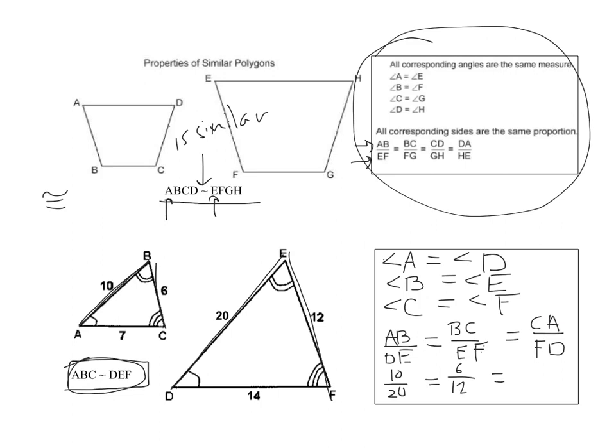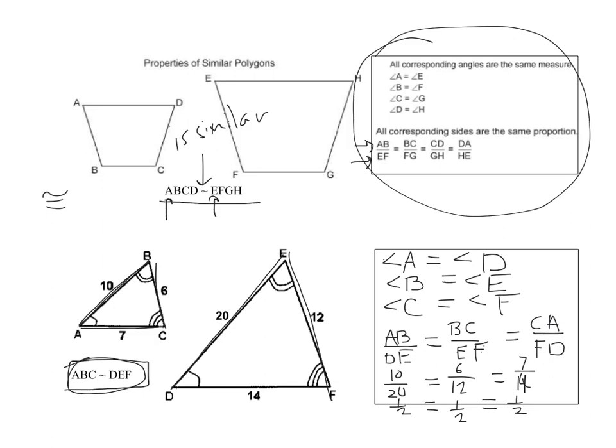And then CA, which is 7, would go over FD, which is 14. So let's look at how these reduce. Well, 10 over 20 will reduce to 1/2. And 6/12 reduces to 1/2. And 7 to 14 would reduce to 1/2. So we have the same ratio. So the ratio of these two similar triangles would be 1 to 2, or 1/2.